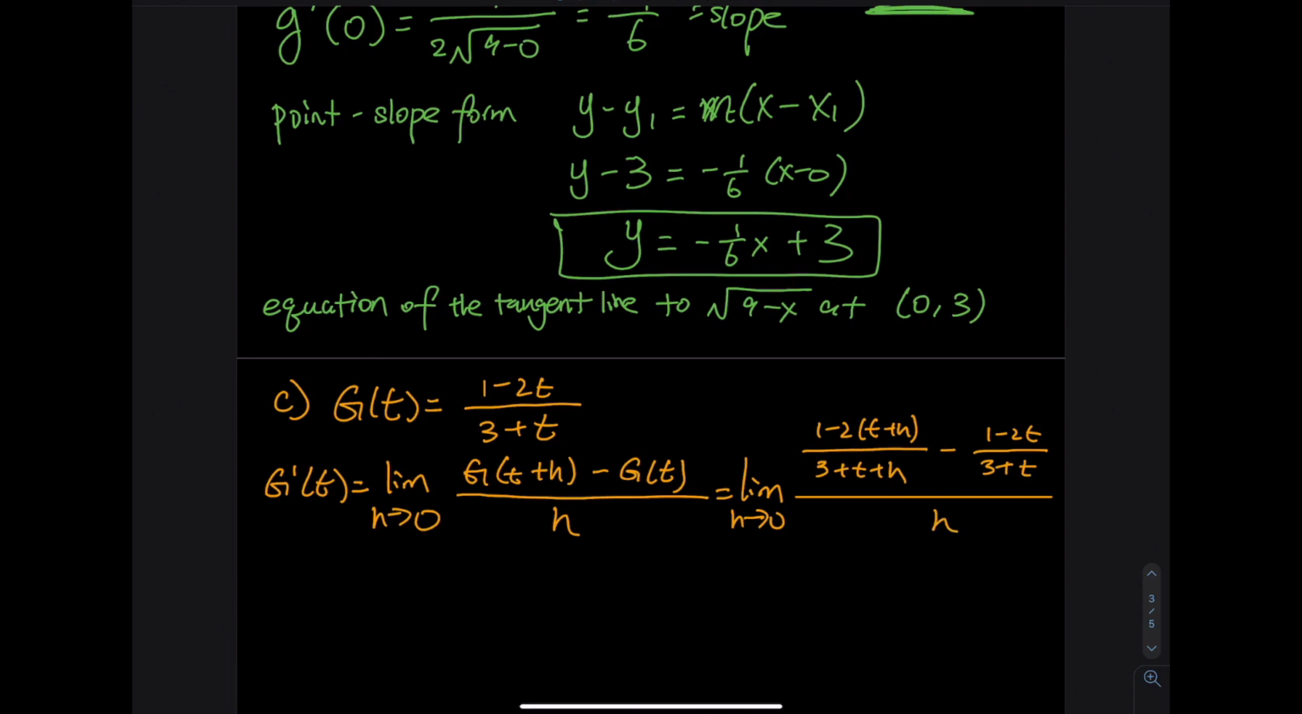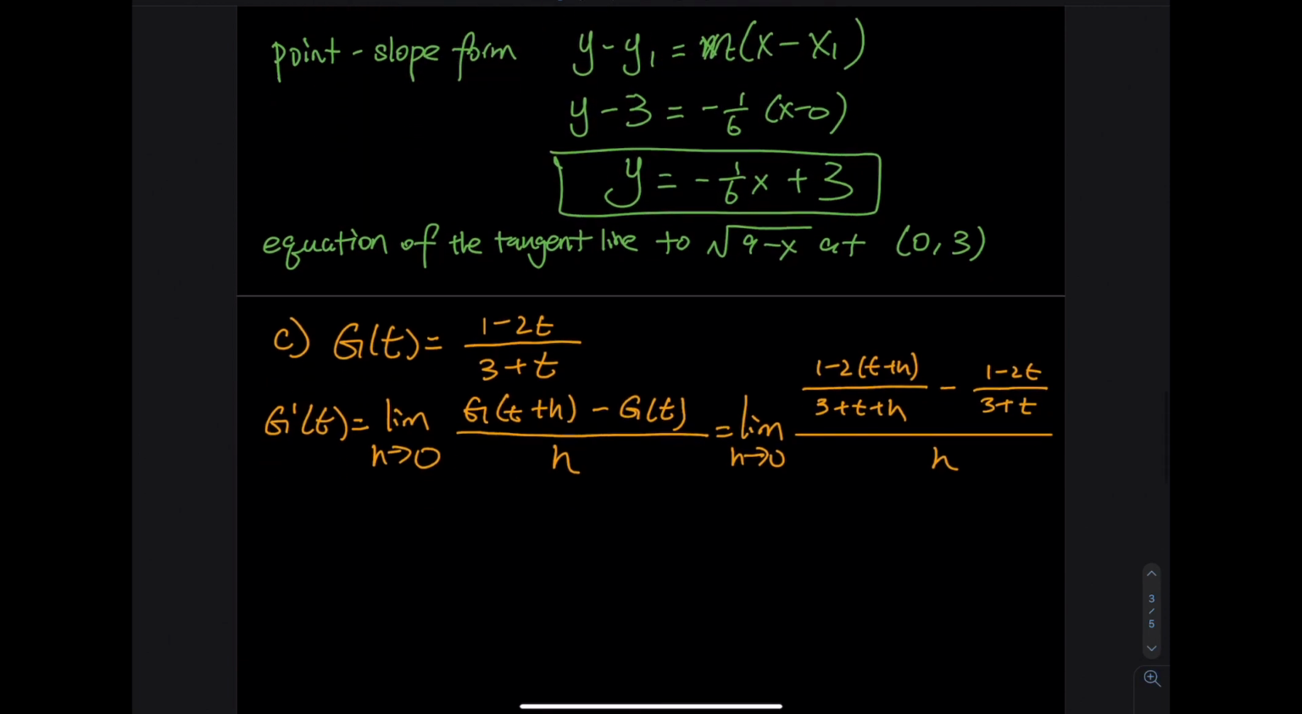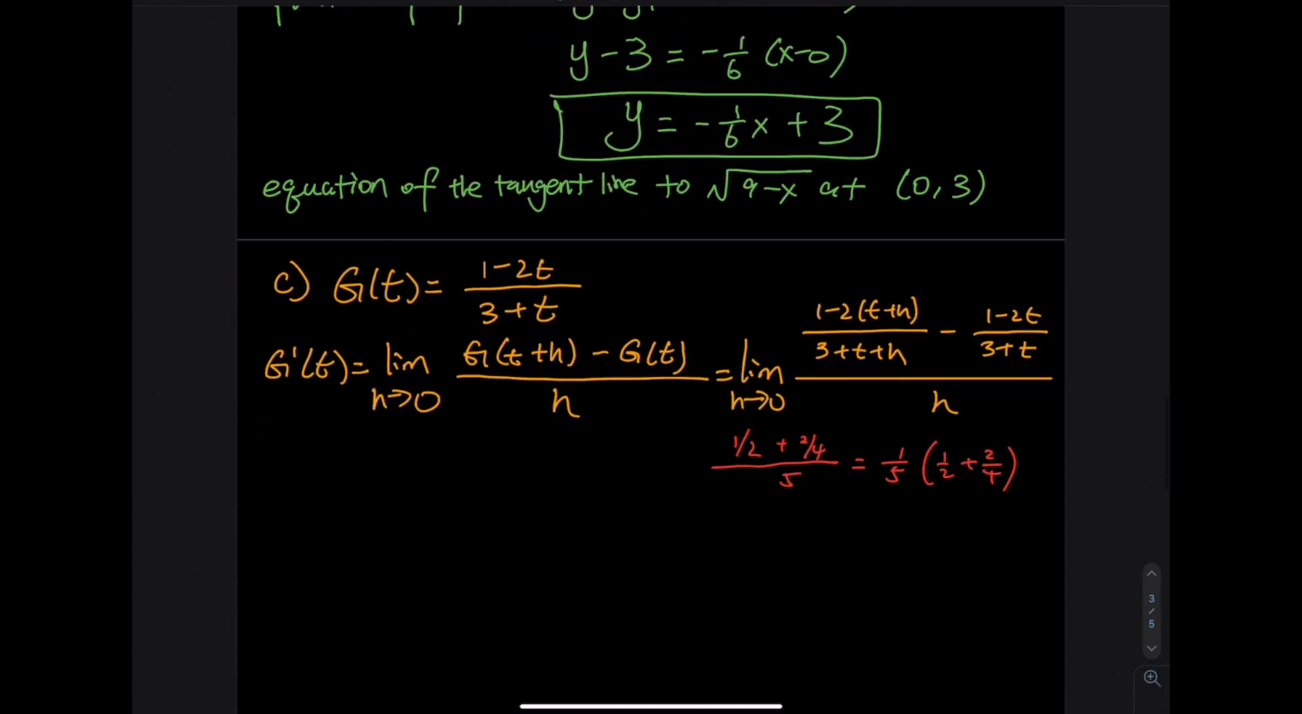Okay, so I'm going to do a simple algebra right here. So let's say you have 1/2 plus 2 over 4, divided by 5. That is the same thing as you pull the 1/5 out: 1/2 plus 2 over 4. Just an example. I'm not saying this is the answer of the derivative. So this, I want to get out of the complex fraction. So how? I'm going to pull the h out.